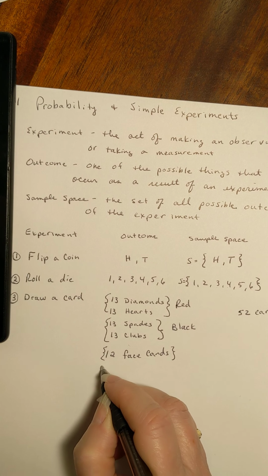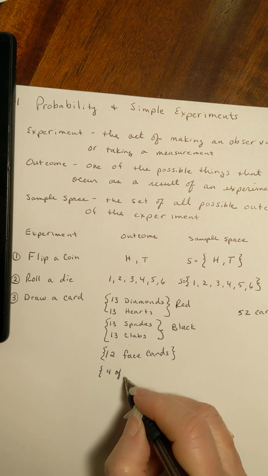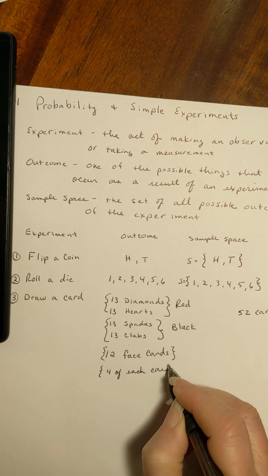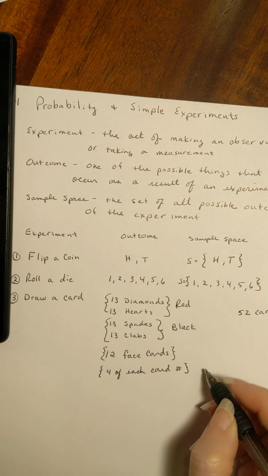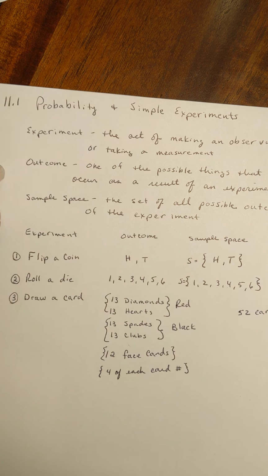So 4 for each card number. Those are the things that you're going to need to know, because we're going to be asking about probabilities of those things. These are the sample spaces that we're going to be looking at. Now there are a couple of others that I wanted to go over too, and these can change up, but we'll look at specific ones.